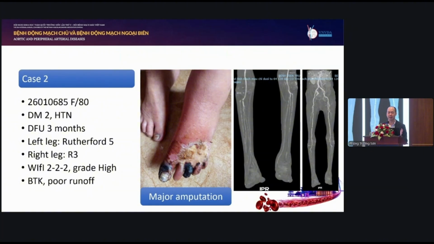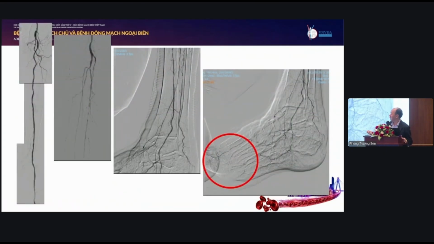On angiogram, you can see again that the SFA looks good, but most of the problem comes from the BTK. Here's the ATA with severe stenosis, the PTA also with severe stenosis, and there's almost no perfusion in the distal toe.